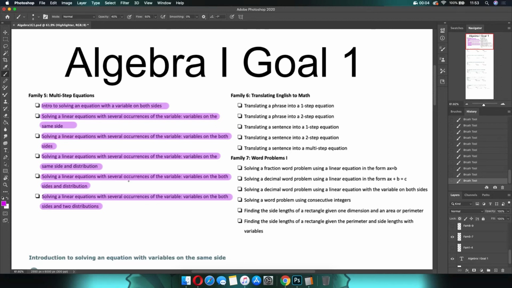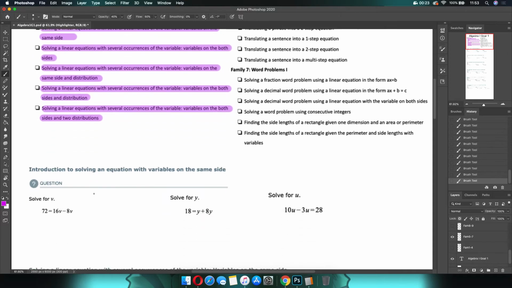Now we're going to be dealing with Ms. Dubois' favorite family of basically the entire chapter, and that is solving multi-step equations. This is one of those topics where the kids will look at the problems and they're like, no, I don't get it, I don't get it. But I have a little cheat sheet for you guys, and that's what I want to talk about. So let's scroll down for a few seconds and show you guys.